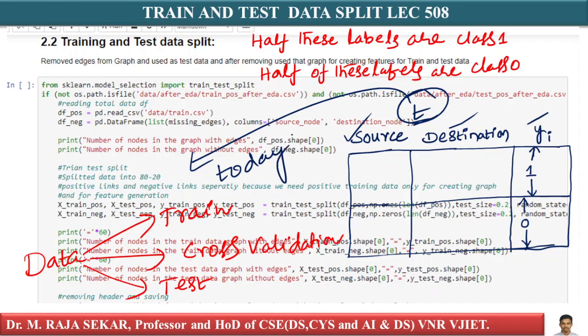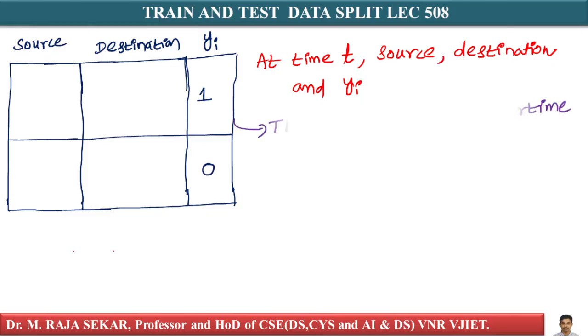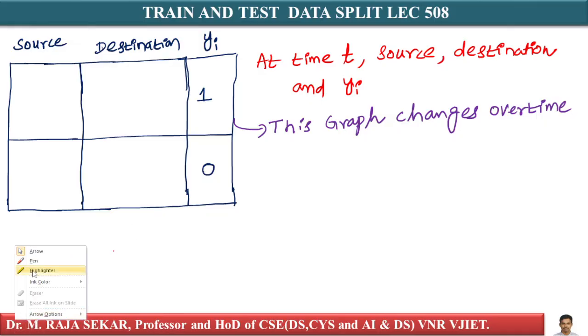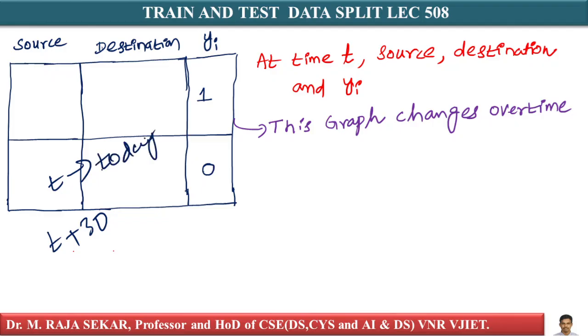In the real world, this graph is evolving over time. This graph changes over time, isn't it? If I say after 1 month, what does 1 month mean? At t plus 30. This graph changes over time. If I say after 1 month, t plus 30, today is t. T indicates today. T plus 30 means after 1 month.